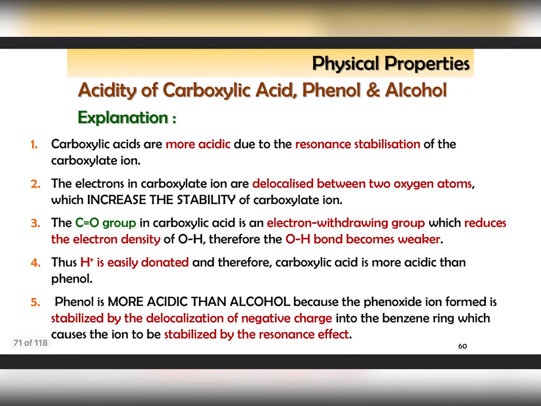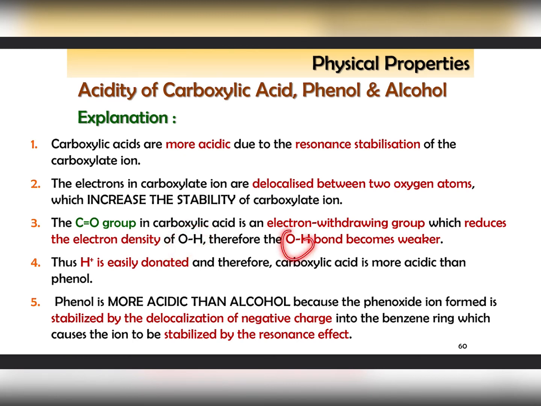Alright, so the explanation will be carboxylic acid is the most acidic due to the resonance stabilization of the carboxylate ion. Okay, and the electron in carboxylate ion, they are delocalized between two oxygen atoms. So ini yang membuatkan dia lebih more acidic. Okay, it will increase the stability of the carboxylate ion, and the C double bond O group in the carboxylic acid is an electron withdrawing group which reduce the electron density of OH.